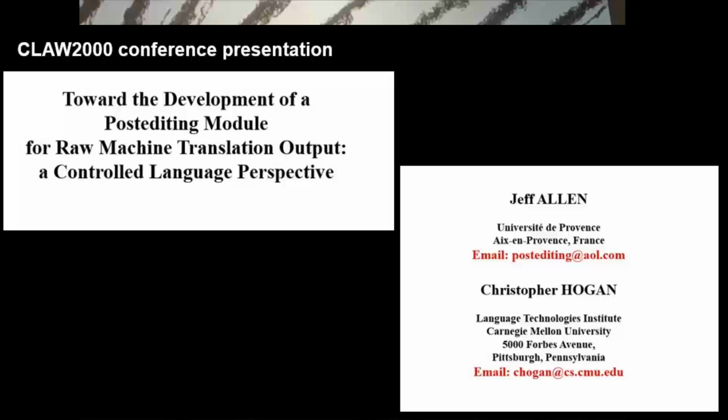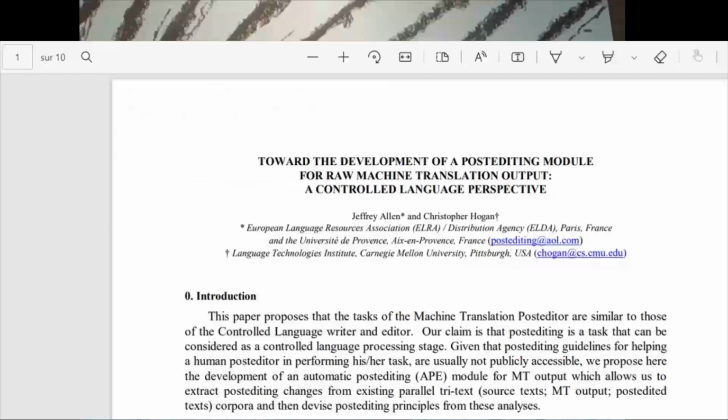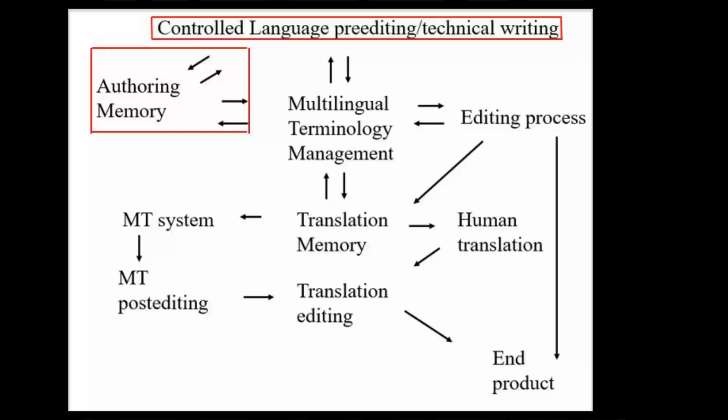So we did a talk called Toward, at CLAW, the Controlled Language Applications Workshop. We gave a conference talk, and there's a PowerPoint, and there was the published article. It was called Toward the Development of a Post-Editing Module for Machine Translation Raw Output. And that was the third CLAW workshop in 2000 in Seattle, Washington, in April of 2000. And all these are online. You can go download stuff.